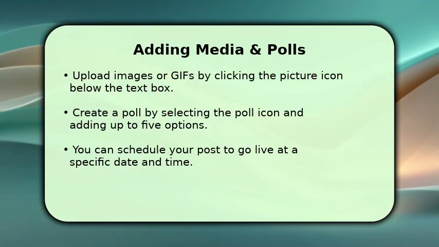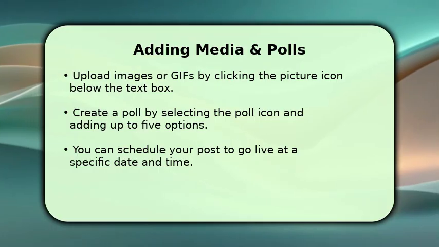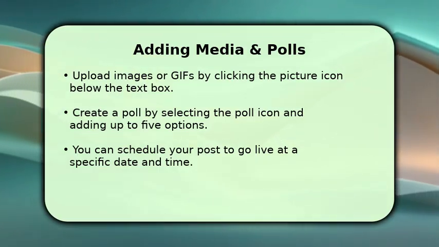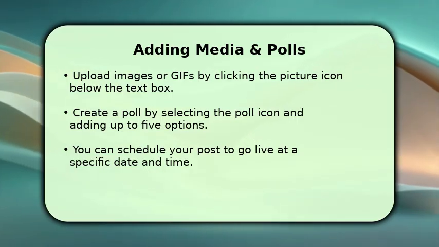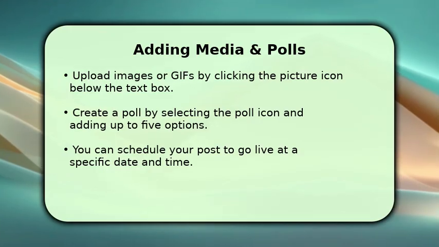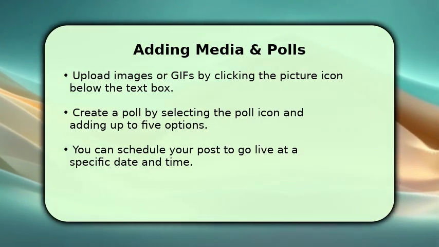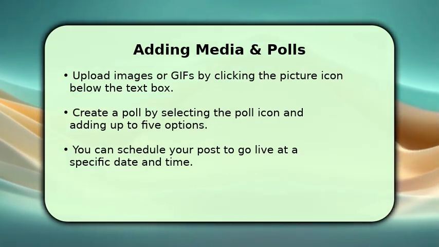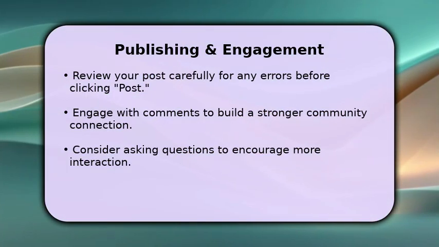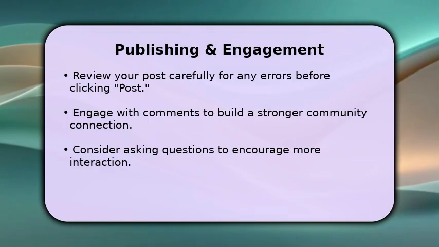To make your post more dynamic, click the image icon to upload photos or GIF directly from your device. If you want to ask your audience a question, select the poll icon and add your options. You can also schedule your post to publish later by clicking the arrow next to Post and choosing a specific date and time.